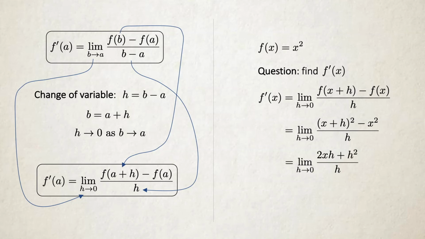Expanding and simplifying the numerator, we get limit h approaches 0 of 2xh plus h squared over h. Canceling the h, top and bottom, we get limit h approaches 0 of 2x plus h. By taking h approaches 0, we end up with 2x. This implies that the slope of the tangent line of the function x squared at point x is given by 2x.